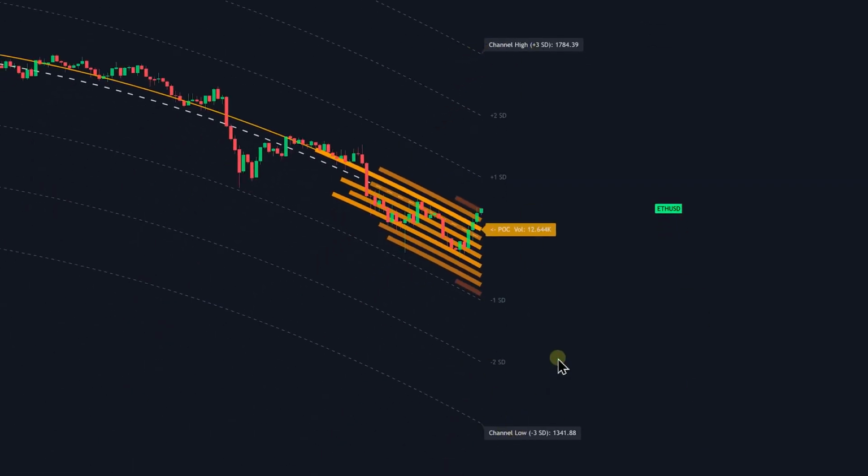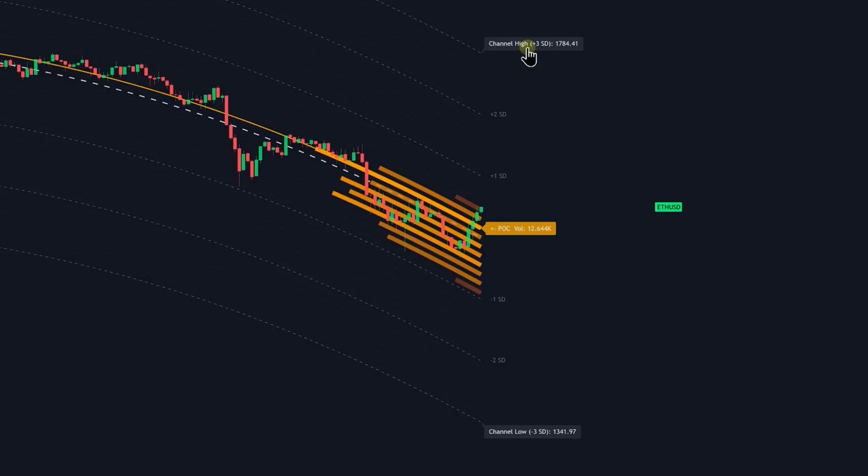Next, we're going to go over the settings of the indicator, and then after that, we will talk about how we can trade with it.